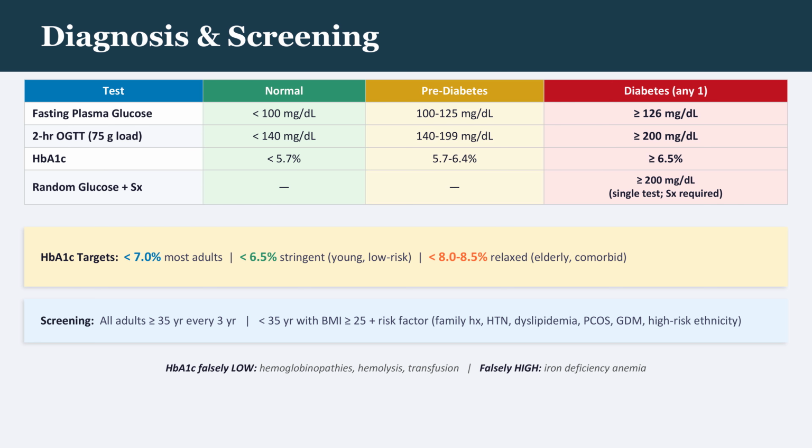On the treatment side, glycemic targets are patient-specific. The standard target is below 7% for most adults. Go tighter, below 6.5%, in someone who is young, newly diagnosed, not yet on insulin, and at low risk for hypoglycemia. Go looser, below 8 or even 8.5%, in elderly patients with multiple comorbidities, limited life expectancy, or a history of severe hypoglycemia. For screening, all adults 35 and over every 3 years, and anyone under 35 with a BMI of 25 or higher plus at least one additional risk factor.